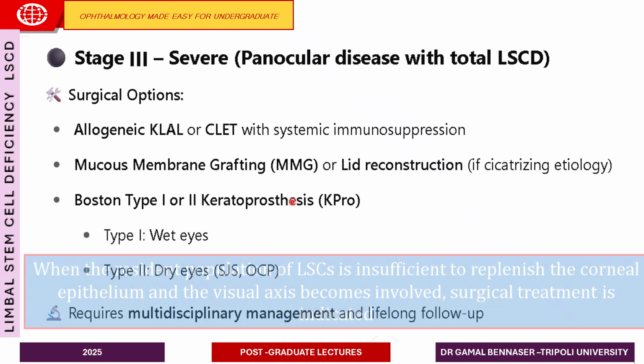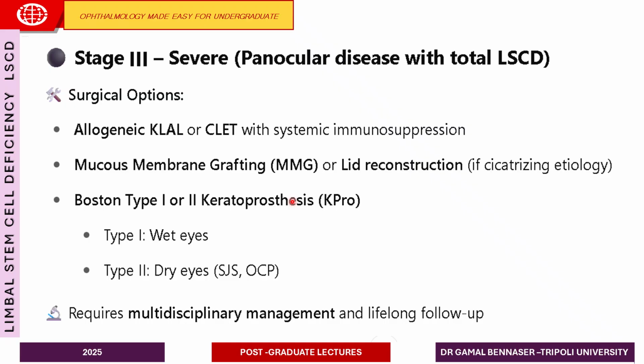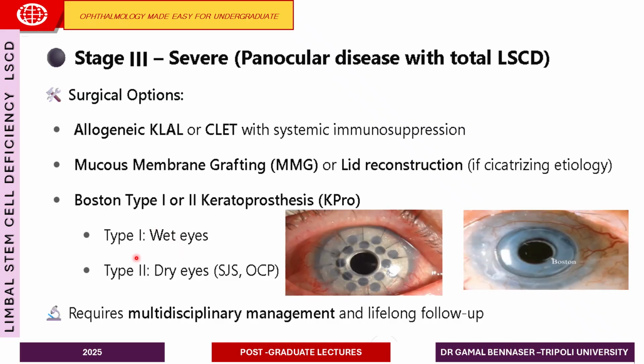Now, if we have stage 3 but advanced stage, so that's a terminal or very late stage with pan-ocular disease with total limbal stem cell involvement. At that time, as I said, we have to have more aggressive surgical interventions, namely the allogenic grafts with extensive immune suppression, and mucous membrane grafts that we can use from the buccal mucosa. We'll speak about this later. And the use of Boston keratoprosthesis is a strong option, especially if it is a wet eye, there is no dryness, we can use type 1. And if it is a dry eye, we can use type 2.